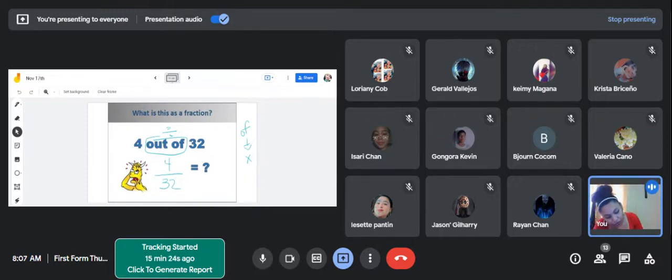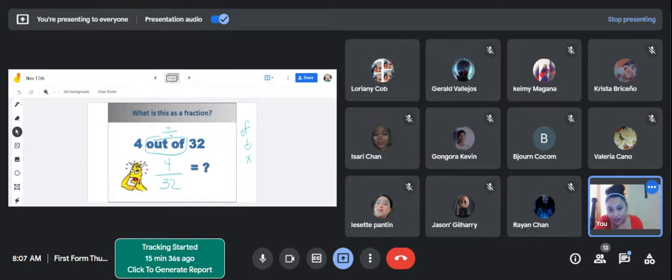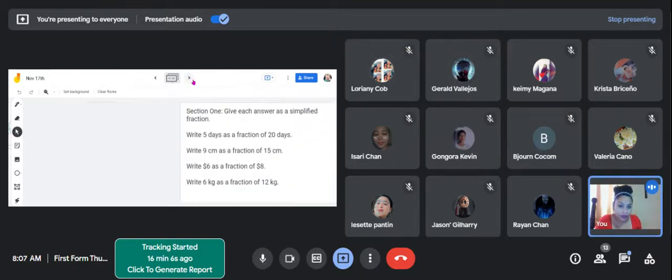How many times does 2 go into 4? I can try by 4? Yes, please. Okay, let's try by 4. How many times does 4 go into 4? One time. And how many times does 4 go into 32? 8. So what is the new fraction going to be? 1/8. 1/8. Very good. Anybody has any questions? No, miss. Okay. Now, let's move on.